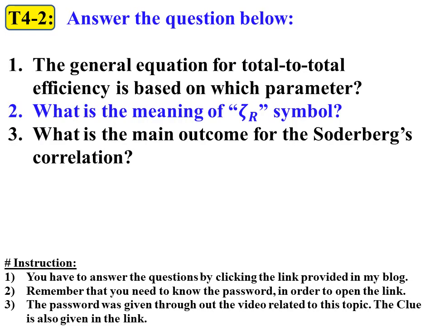Okay, to test your understanding of this part, answer the questions below. First question, the general equation for total to total efficiency is based on which parameter? Question number 2, what is the meaning of the zeta r symbol? Question number 3, what is the main outcome of Soderberg's correlation? You have to answer the questions by clicking the link provided in my blog.